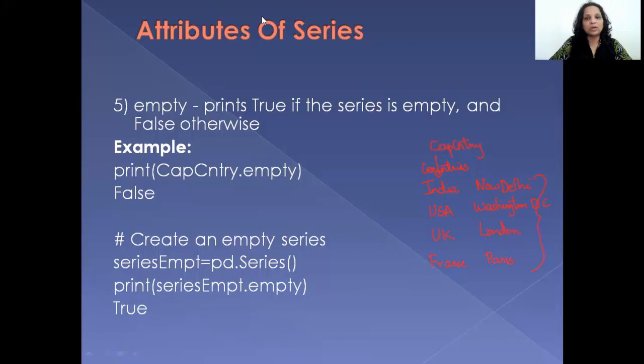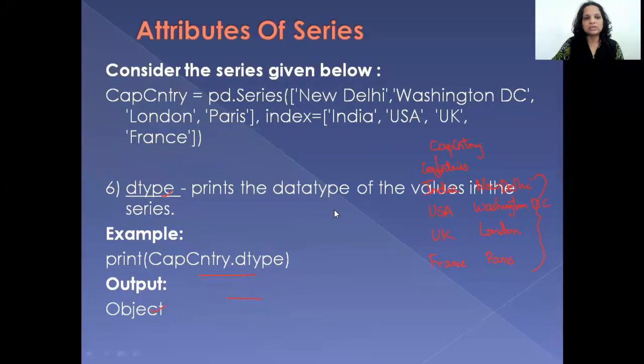Okay. But if I created an empty series, now you might wonder, how do you create an empty series? If I created something like this, in this scenario, the series is an empty series. And if I use the attribute called .empty, it will give me the value true. Clear? Okay. And the last attribute that we need to know is an attribute named dtype.